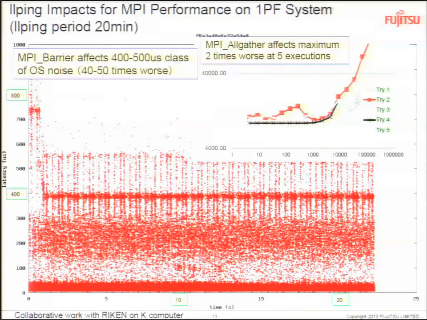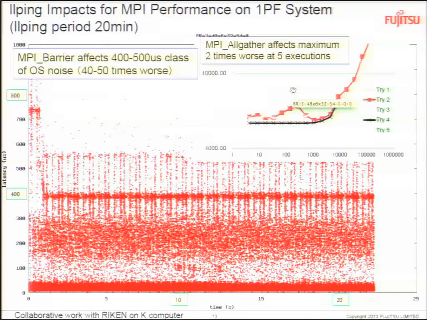Here's also a benchmark of MPI all-to-all. This axis is the message size and this one is the time. We tried five runs. Ideally, a single line is really ideal. However, OS jitter affects the performance, sometimes making it worse, and it is not so stable. That's the problem. Usually, we have two times worse performance over five executions.